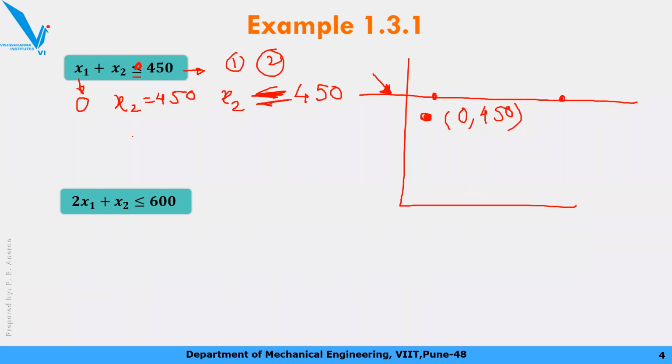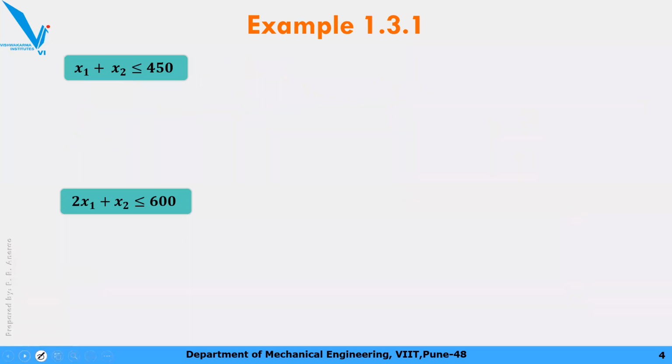Right? Similarly, in the next task we will put x2 equal to 0. What we will get? x1 equal to 450. So we got another point, 450 comma 0. Right? Now 2 points mil gaye, you can draw a line. Right? So let's see that. So first we will put x1 equal to 0, x2 becomes 450, x2 0 put karte, x1 becomes 450.